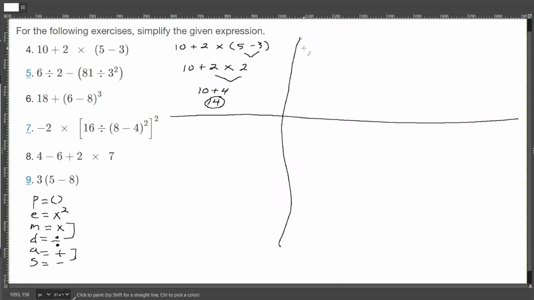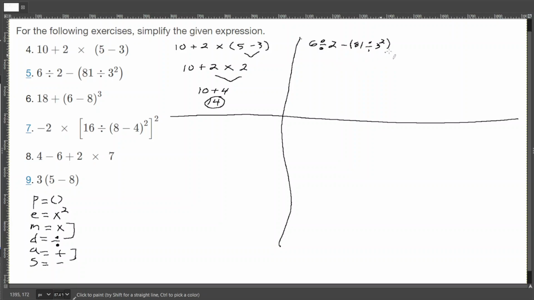Okay. So number 5 is going to be 6 divided by 2 minus, oh, there's a parentheses there, I should probably put it first, (81 divided by 3 squared). See, now I'm writing too tiny, so it's kind of freaking out. Okay, so we have 81 divided by 3 squared.